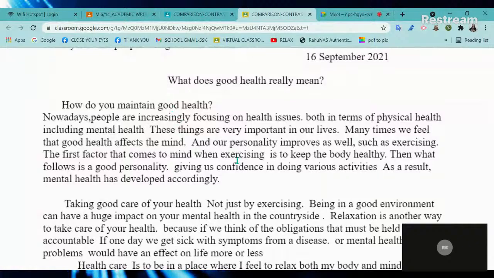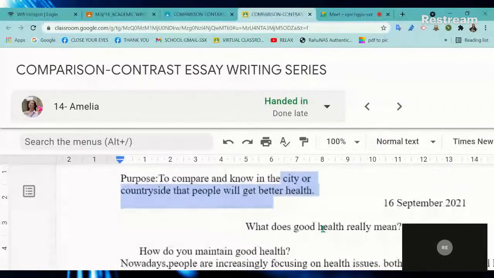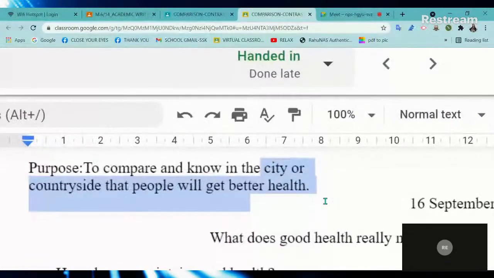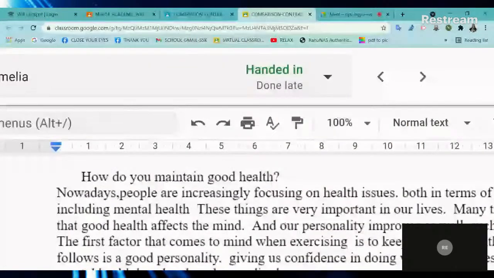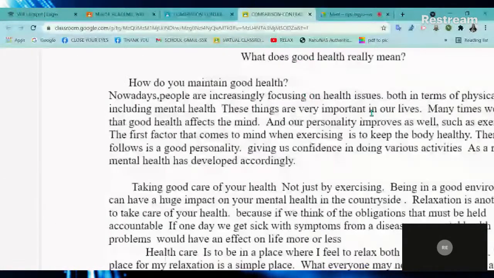So what are you talking about is your good health, right? Yes. So that's your subject. You make a thesis statement using your topic plus your controlling idea. So what are you going to compare with good health? Comparing with a good health in the city or where you will live. So you said it's either in the city or the countryside, right? So you compare the two. Now, in your thesis statement, you could have mentioned how to maintain good health when you are in the city or in the countryside. How different is it? That was supposed to be in your thesis statement.